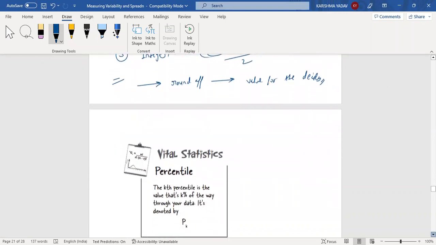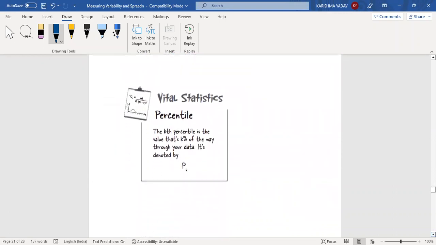Okay, before that, see this, what is actually a percentile? Revise it: the kth percentile is the value that is k% of the way through your data, and it's denoted by pk. This is k percentage of the data and this is the remaining data.